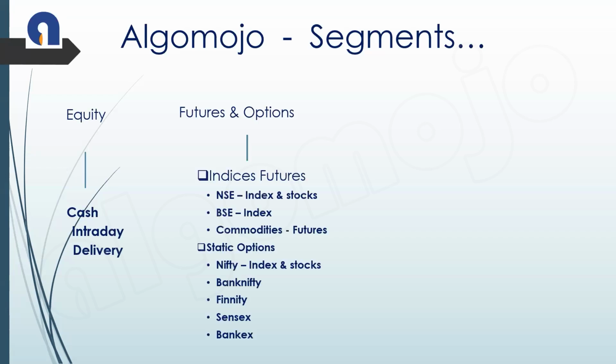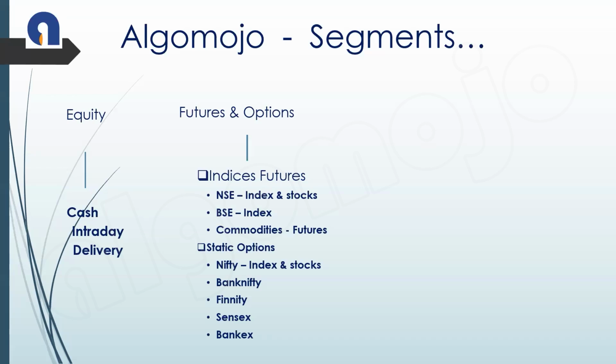There's detailed documentation provided for both TradingView and Amibroker setup. However, we'll look at some examples today as to how we do the setup. Now, the segments that you can trade in currently are equities, cash, which could be intraday or delivery, and futures and options, which could be in NSE, BSE markets or commodities.